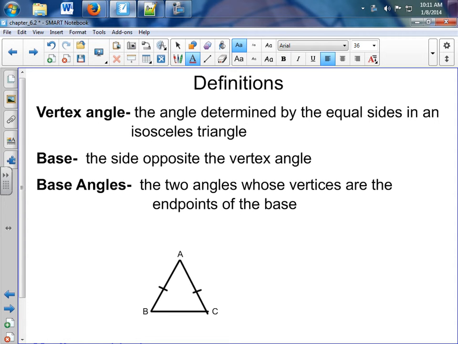All right, here we go. We're talking about isosceles triangles. First of all, how do you know that this is an isosceles triangle? Two sides are the same. That's what these marks mean right here.